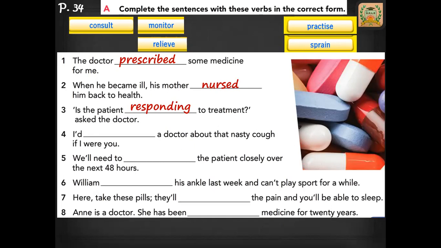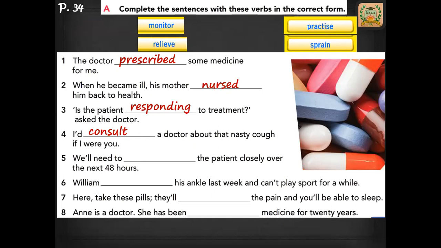I'd a doctor about that nasty cough if I were you. Nasty cough, you are suffering from a kind of disease. So what should you do? You should ask a doctor. Or he is giving him advice. If I were you, I'd ask a doctor. What is the word that means ask here? Consult. Ask the doctor to help me, to tell me what's wrong with me.